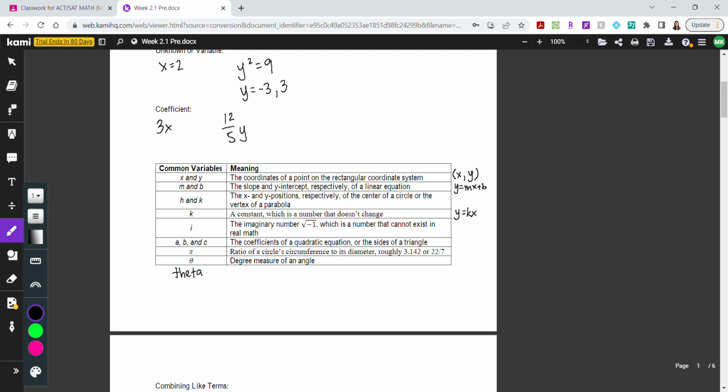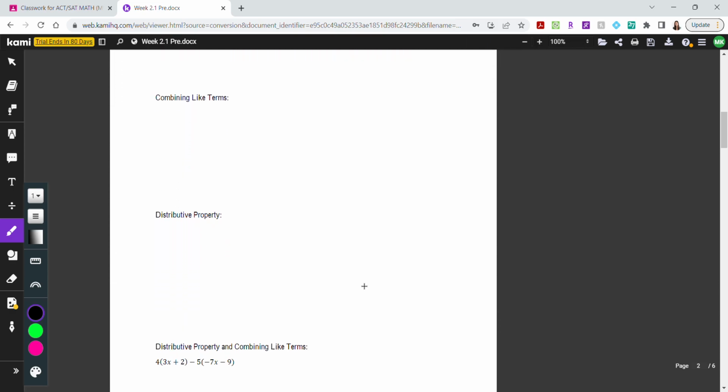Theta. It shows the degree measure of an angle. All right, so these are some common variables and their meanings, and it's really useful to remember what these are. All right. Now, combining like terms.